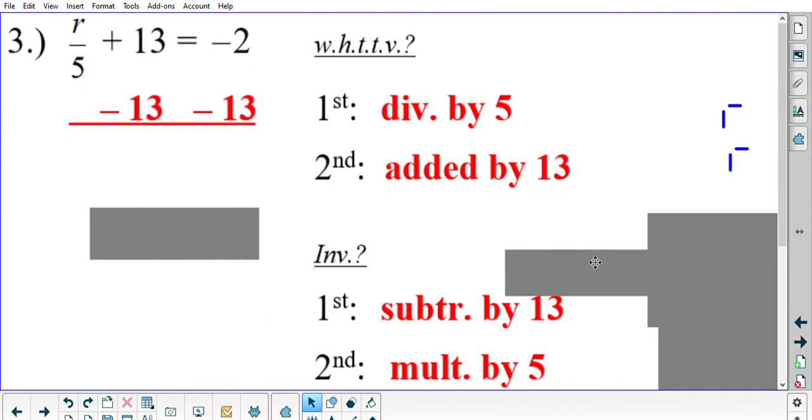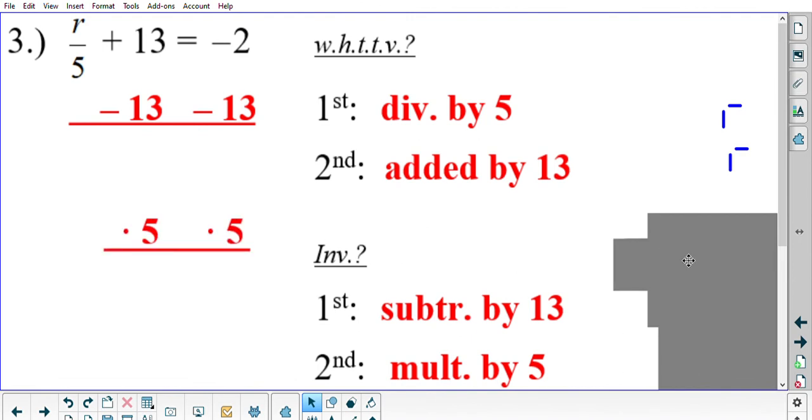Did you do the first inverse first, subtracting by 13? Did you do the second inverse second? Multiply by 5. Where do we have subtraction? We have it on the subtracting by 13s. That's where you make it become adding the opposite.